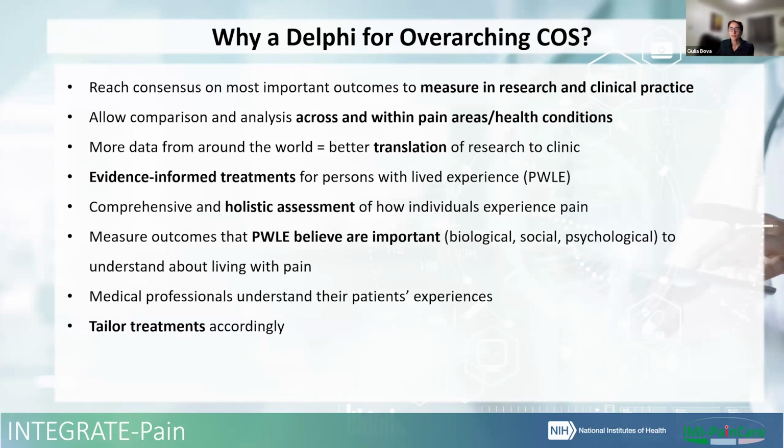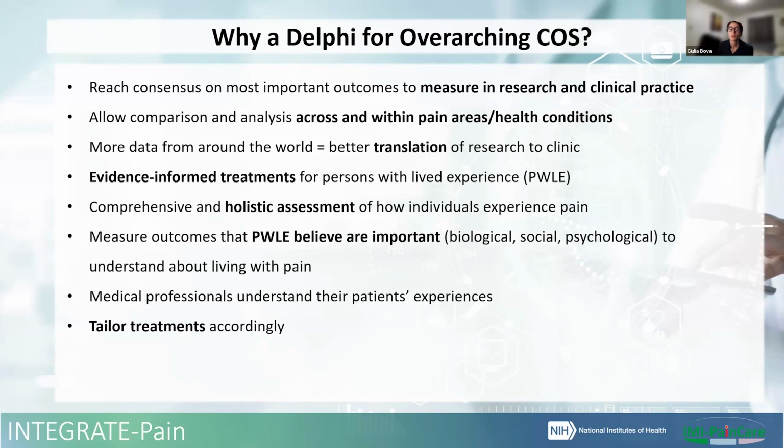A Delphi method is basically an iterative consensus method that is often used to develop core outcome sets, where you bring together a group of stakeholders, and over a series of surveys, they reach consensus based on cutoff points that they're utilizing in the study to vote on what domains they think are the most important.